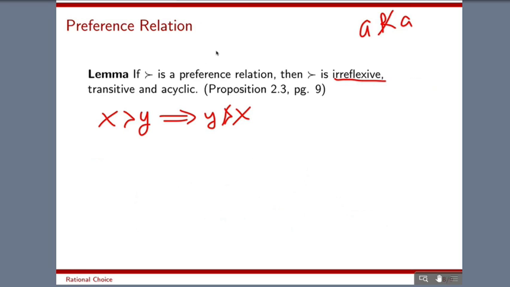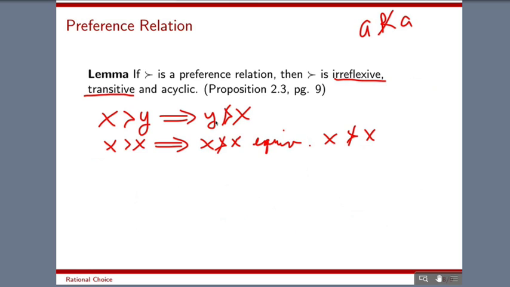To get the irreflexivity property, just let y equal x. So if x is strictly preferred to x, then x is not strictly preferred to x. And this last statement is equivalent to x is not strictly preferred to x. Okay, the next property that a preference relation has is transitivity.